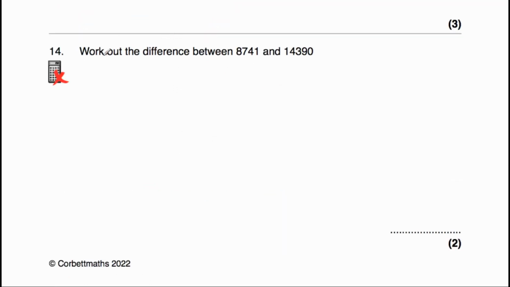Now the next question, question 14, says, work out the difference between 8,741 and 14,390. So let's take our biggest number, our 13,390, and take away 8,741. And let's see what we get.